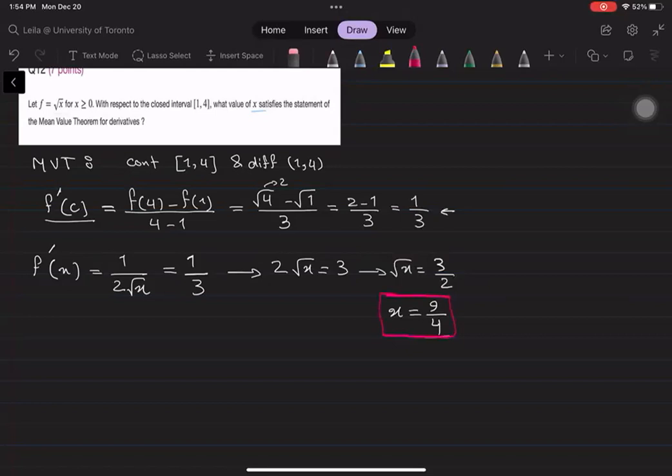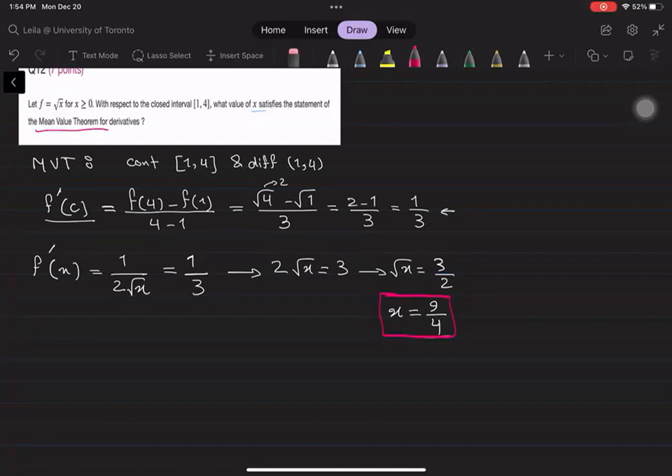Does respect mean the function is continuous on the closed interval and differentiable on the open interval? Is that the meaning of respect? Well, with respect means that based on that interval, it's the MVT that states that it's continuous on that interval and differentiable. Okay, thank you.